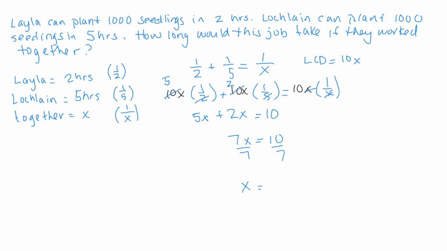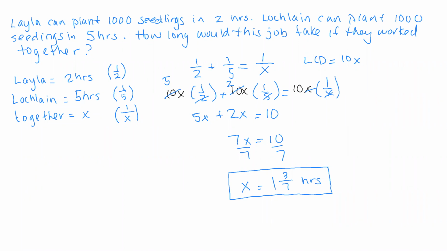Now, if I take 10 and divide it by 7, I get 1.428571429. That's not a very nice answer, so instead, I'm going to write this as a mixed number. So how many times will 7 go into 10? It will go in 1 time with 3 left over. So if Layla and Lachlan worked together, they could plant 1,000 seedlings in 1 3/7 hours.